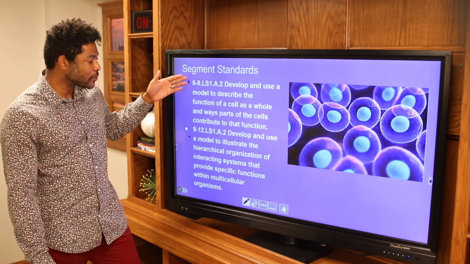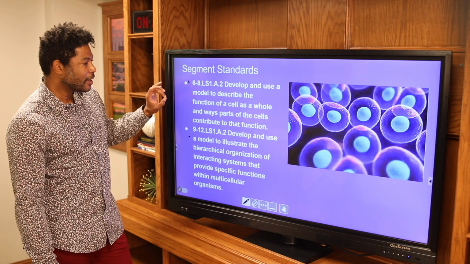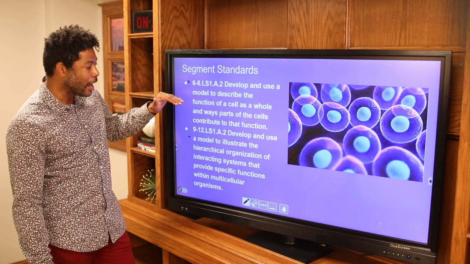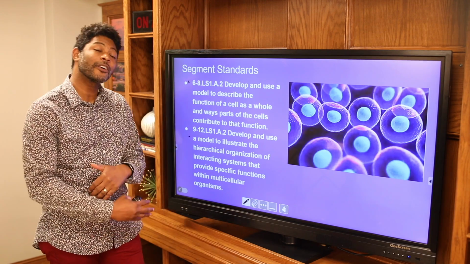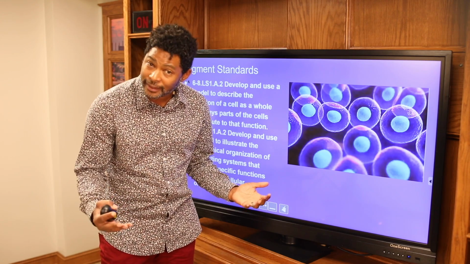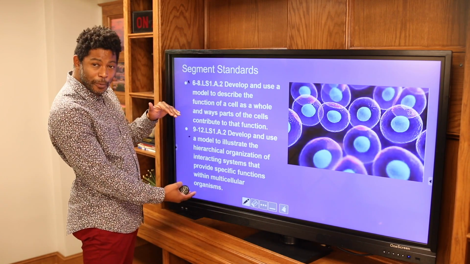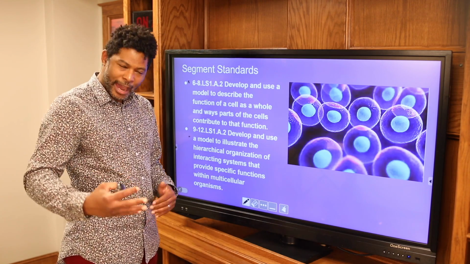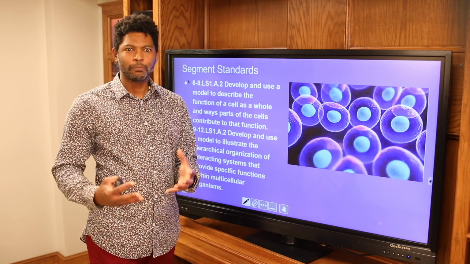Now, in our middle school standard, remember we talked about specifically the functions of cells. So how does a cell carry on the characteristics of life? With the high school portion of this, we're going to be talking about the hierarchy of life, meaning how do we go from one cell to like a blue whale?